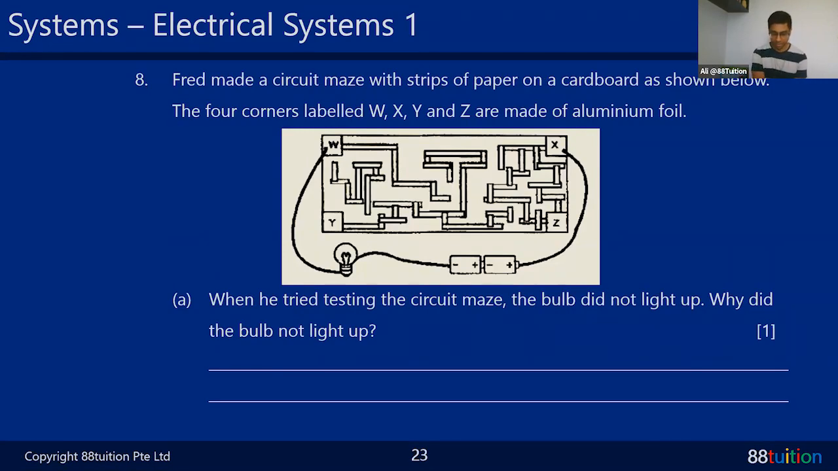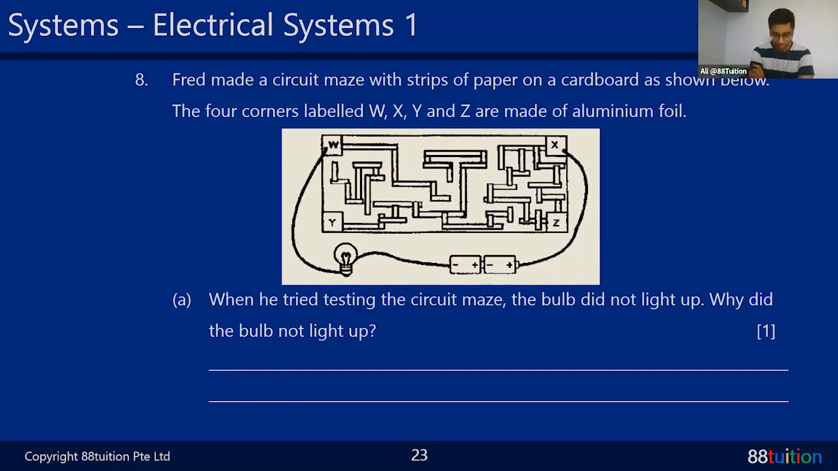Wow, what's this? Is it some Lego? Some maze? Fred, who's an interesting science guy, he actually loves science, and he started to build this circuit maze with strips of paper on a cardboard as shown below. And the 4 corners W, X, Y, and Z are made of aluminium foil. Aluminium is a metal, so it should be okay if it touches the aluminium foil, right? When he tried testing the circuit maze, the bulb did not light up.